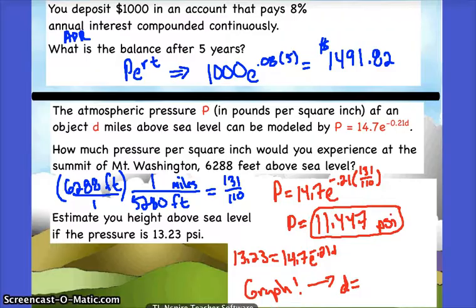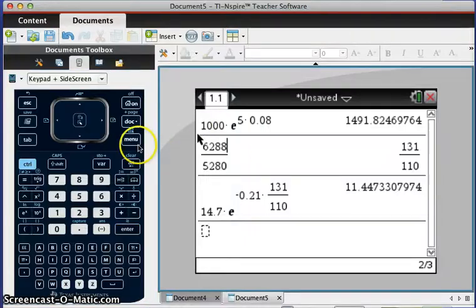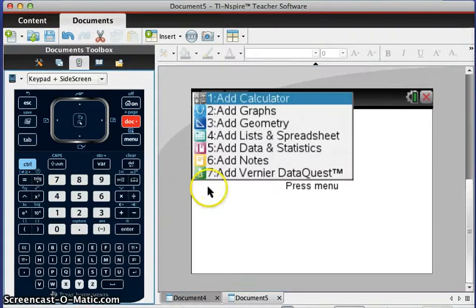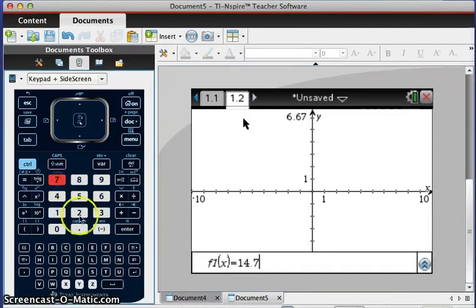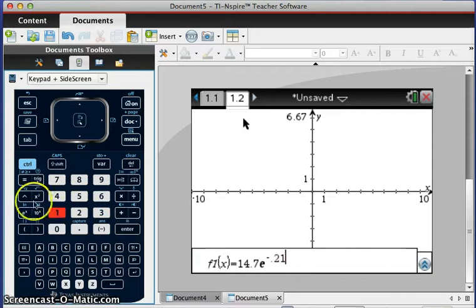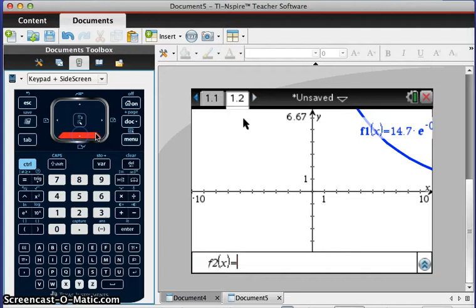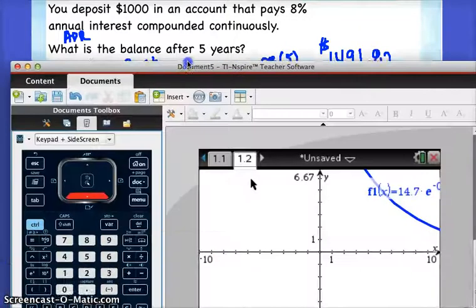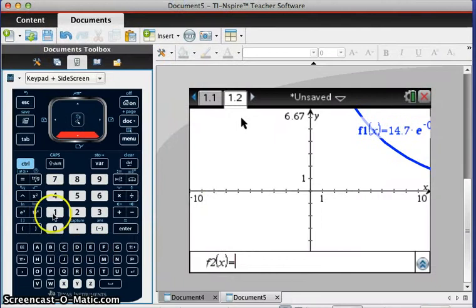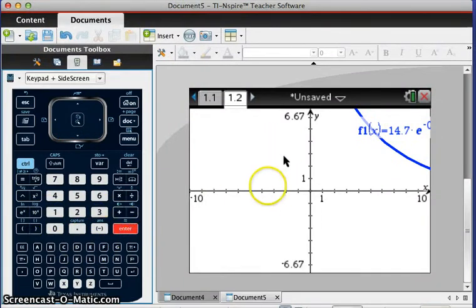So let's go ahead and head on here, and we'll go to a graphing page. So control the page. And we're going to graph 14.7 e to the negative 0.21 x. Remember, our variable is always x. But then I want to know, when is that going to be equal to, if we remember down here, 13.23. So I'm going to graph a horizontal line at 13.23. Press enter. Notice we don't see that on the screen, so I just need to move my screen up a little bit.